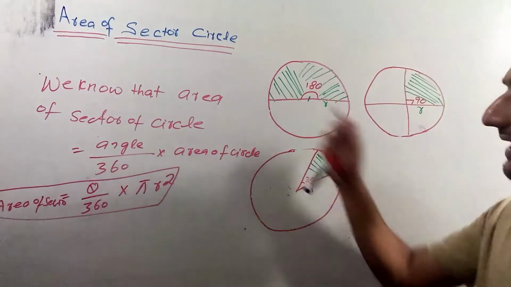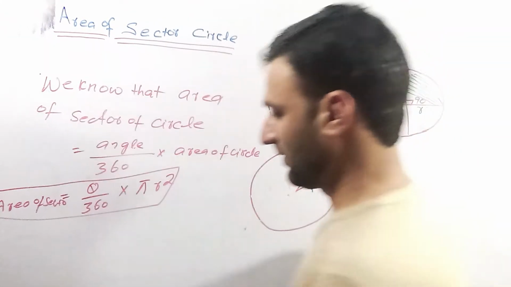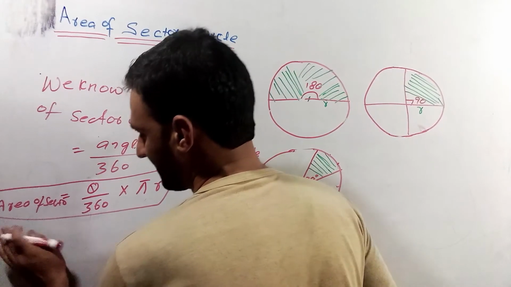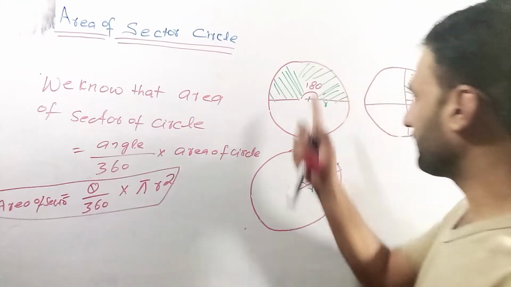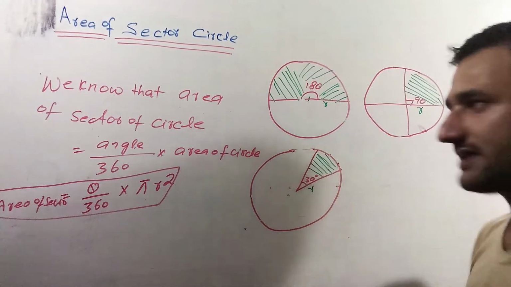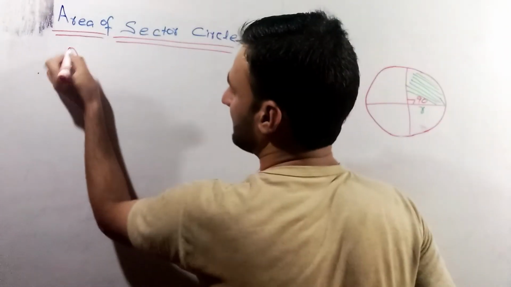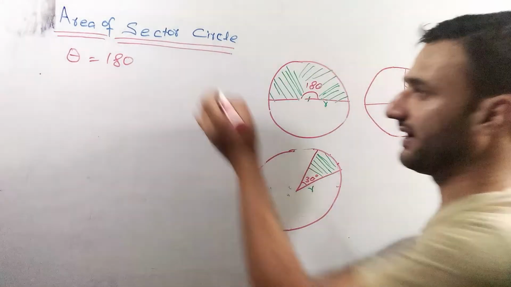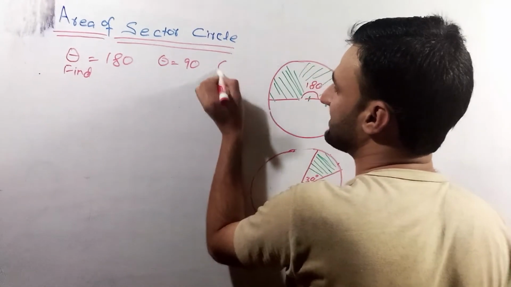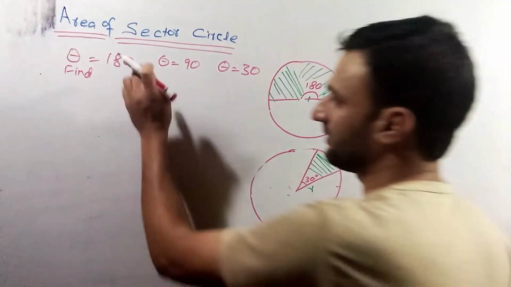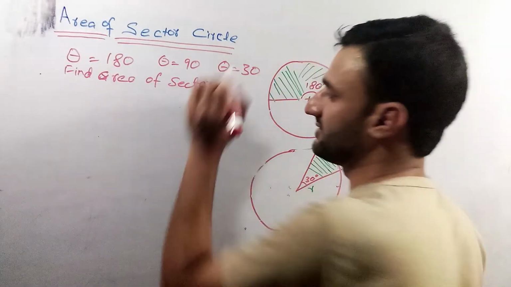For example, you have angle 180 degree for the first case. So how can you find out the area here? For example, I have angle theta degree. This is the shape, this is the area of the sector. Now we try to find out the area of sectors of different shapes at different angles. Let's start how we try to check. For example, here is angle 180 degree, right? Try to find the area of the sector, and theta equal to 90 degree and theta equal to 30 degree, right? In the first step, find the area of the sector.